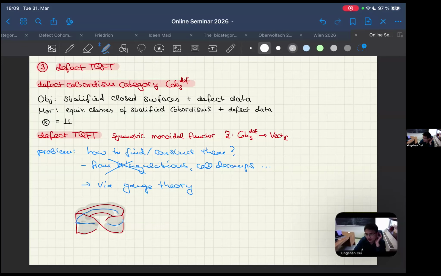Okay. I think it's interesting, but I guess it's a little bit confusing to me that even in the case without defects, we know for example the Kitaev quantum double model, right? You need orientation. I think you need orientation on the surface to define the Hamiltonian.